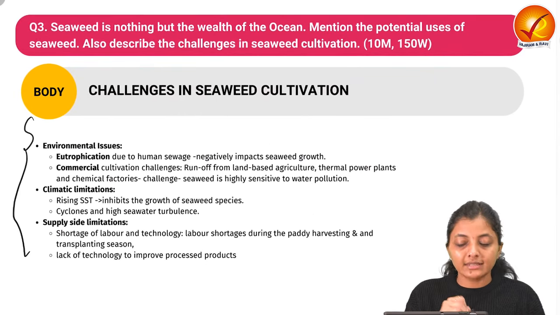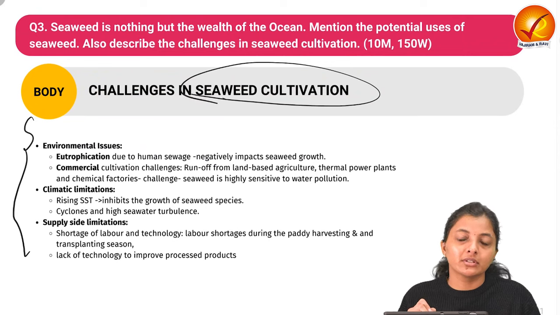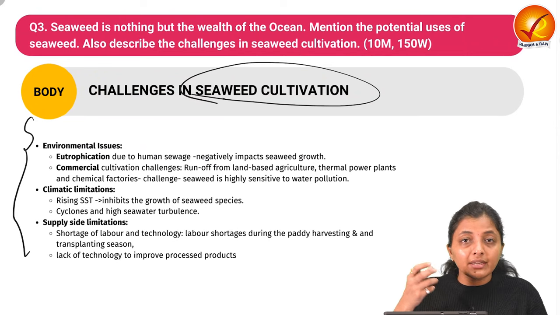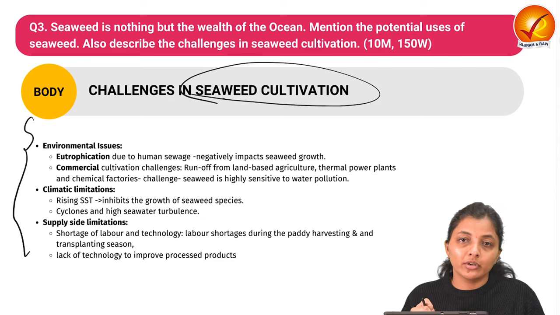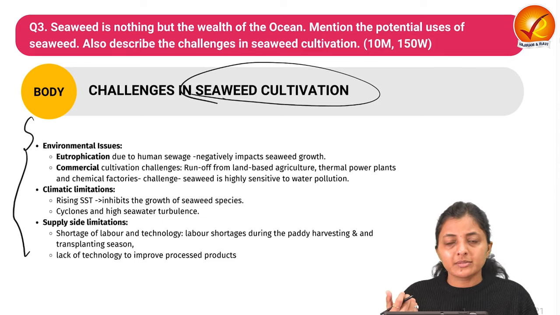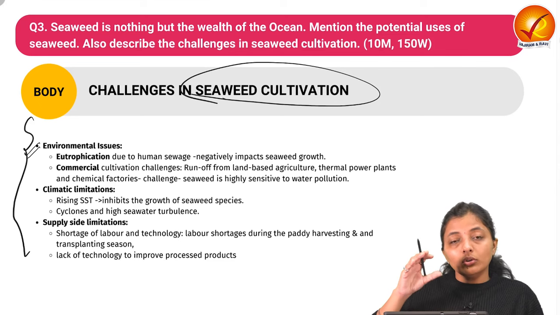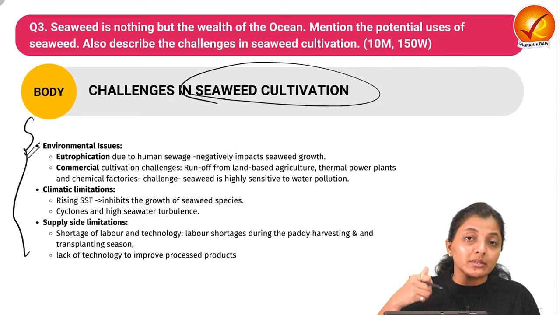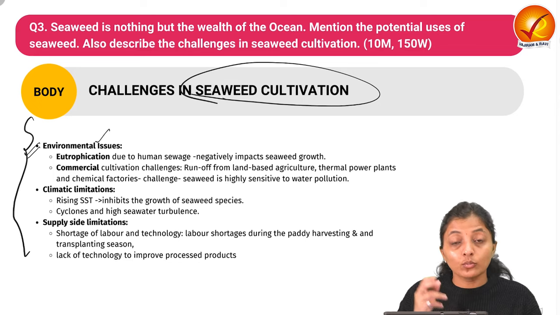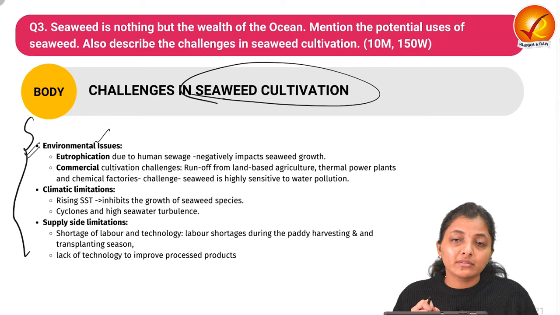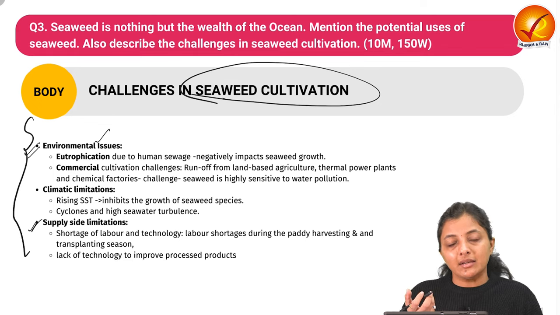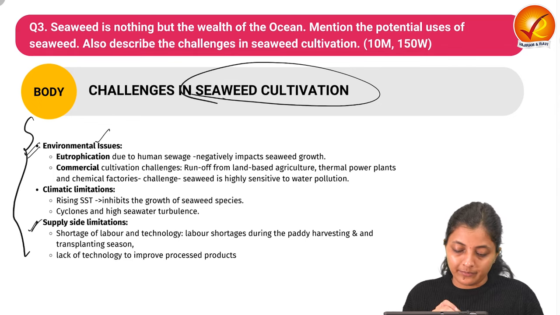Next is about the challenges in seaweed cultivation. It means the cultivating and harvesting of seaweeds in the water body for commercial purposes, maybe, or for individual purposes. Again, we need to divide it into multiple dimensions: what are the different environmental issues, what are the climatic limitations in the commercial cultivation of seaweed, and what are the supply side limitations. So we'll see one by one.